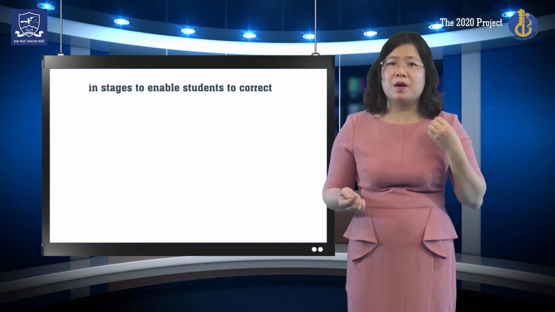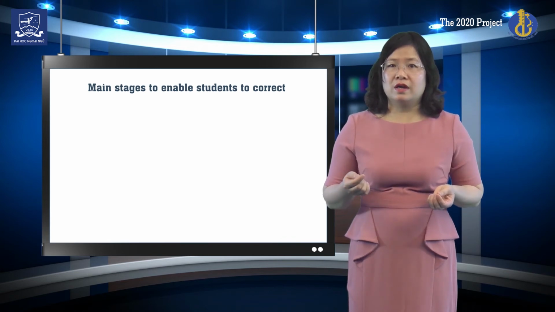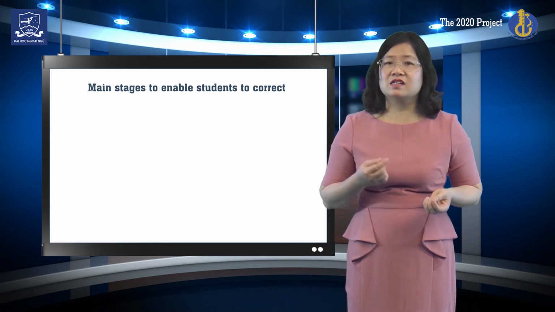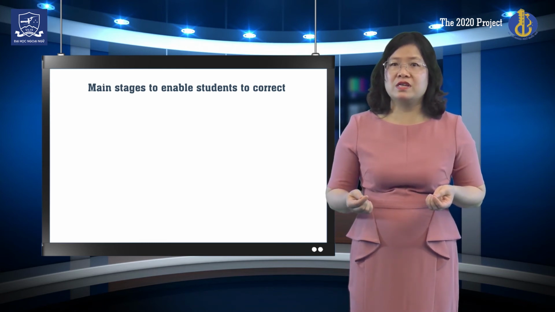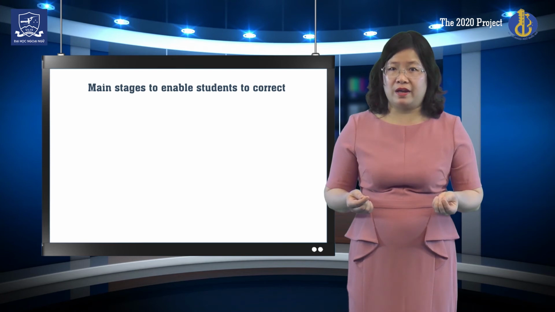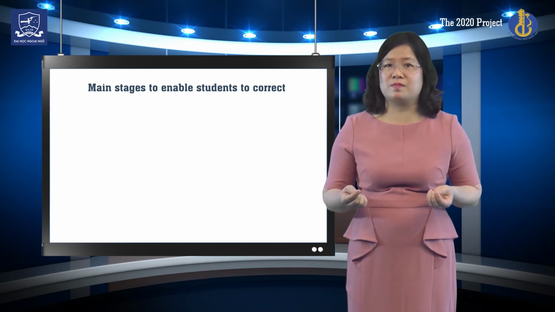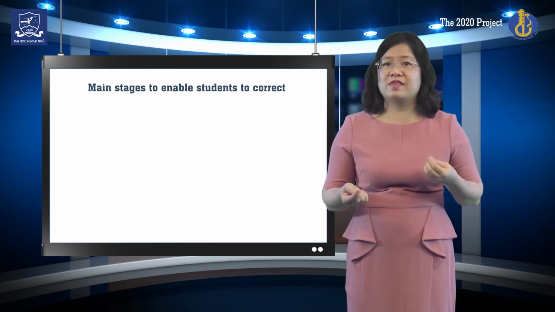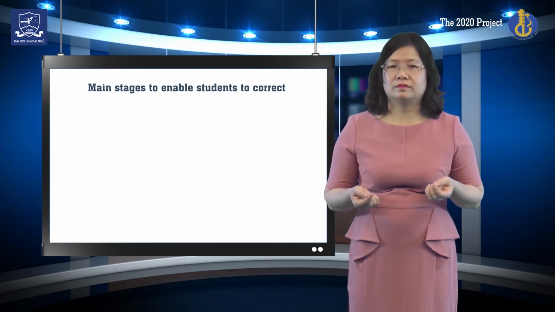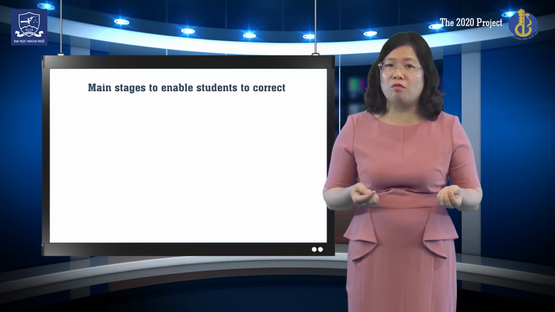Now, let's move on to the main stages to enable students to correct. You see, the ability to correct sensitively, efficiently, and effectively is a skill that takes time to perfect. The basic principle is that students learn more effectively if they are guided in such a way that they eventually correct themselves, rather than if they are given the correct version of something straight away. The struggle to get it right also helps them to understand why they were wrong.